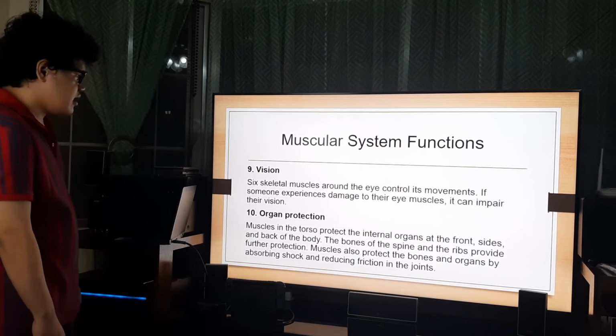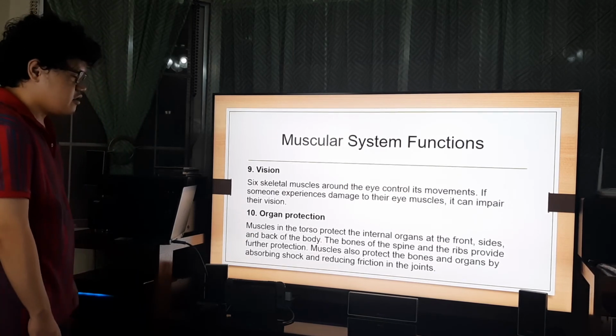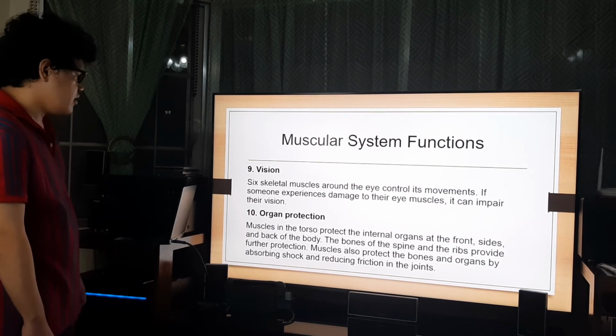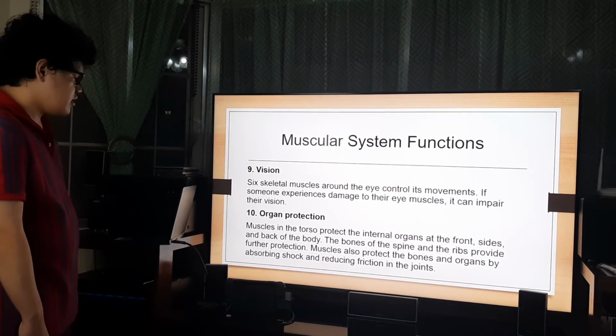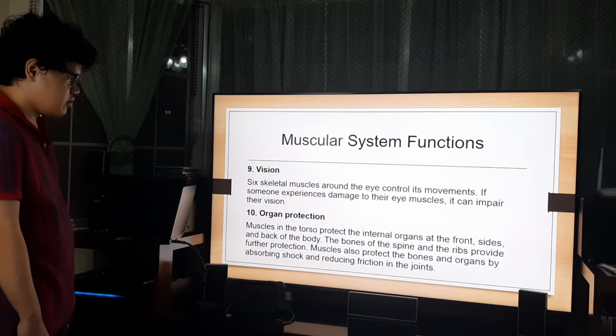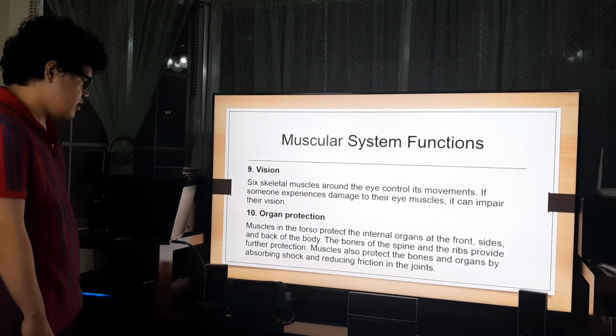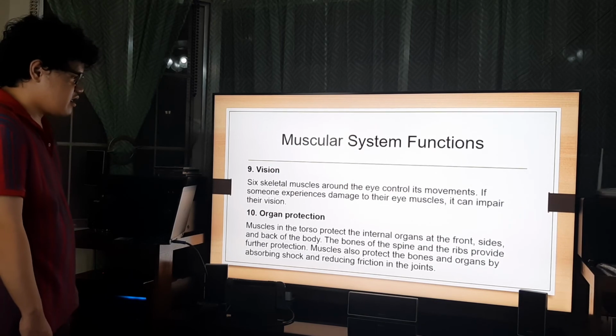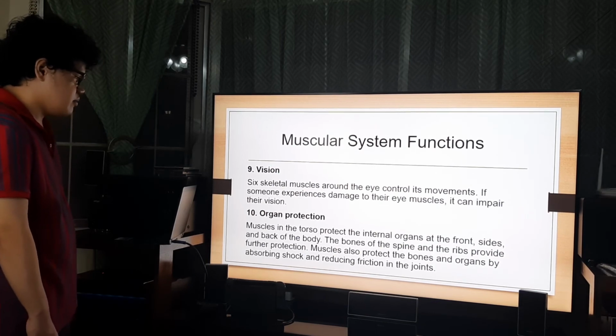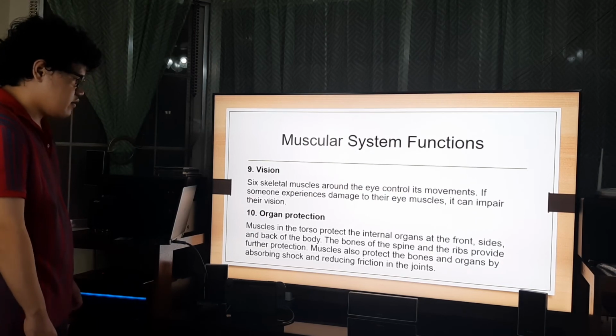Vision. Six skeletal muscles around the eye control its movements. If someone experiences damage to their eye muscles, it can impair their vision. Organ protection. Muscles in the torso protect the internal organs at the front, sides, and back of the body. The bones of the spine and the ribs provide further protection. Muscles also protect the bones and organs by absorbing shock and reducing friction in the joints.